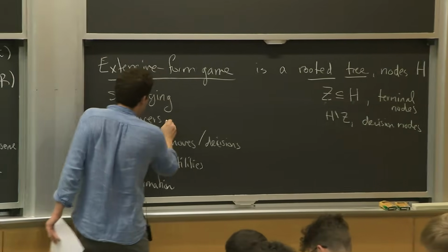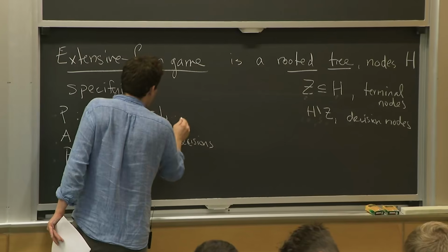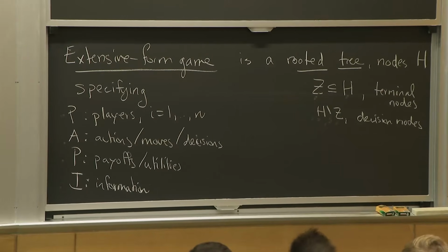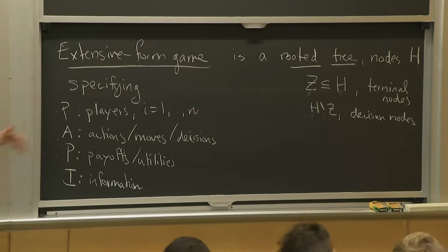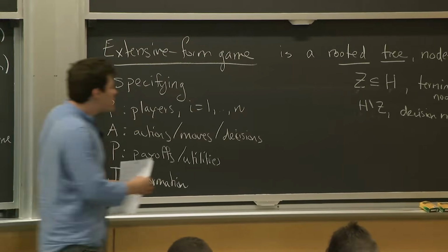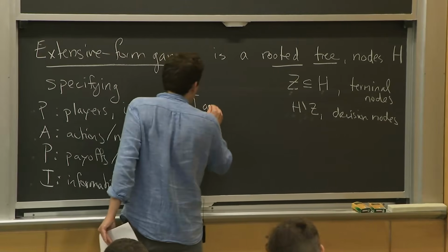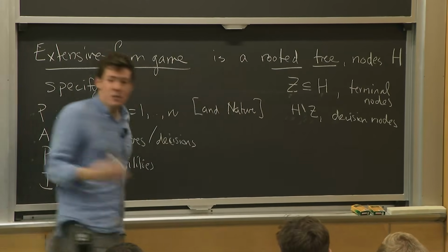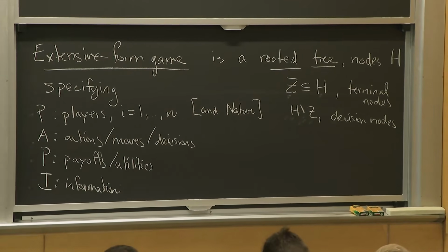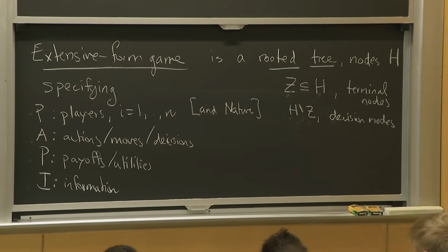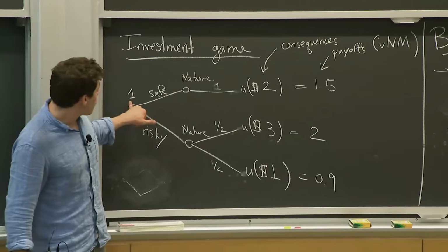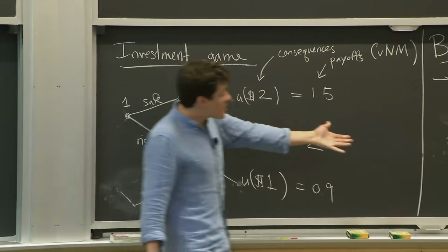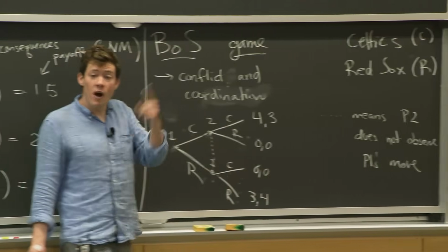So what are the players? We'll usually label them i equals 1 up to n. So we could have a 1-player game, a 2-player game. These are the strategic players. And then sometimes we also have nature. So nature is kind of a special player that we sometimes also add to the game if there's uncertainty in the game. So over here, this game had player 1 as a strategic player, and it had nature. This game had 2 strategic players, player 1 and player 2.